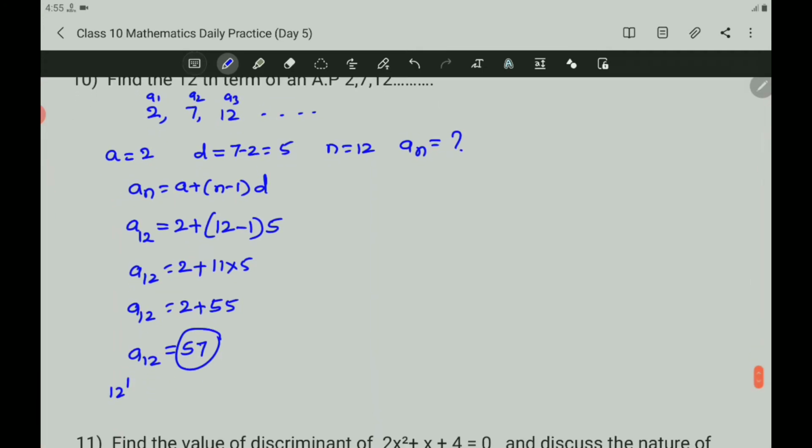So write: 12th term of the given AP is 57.